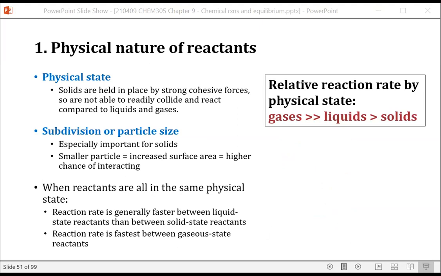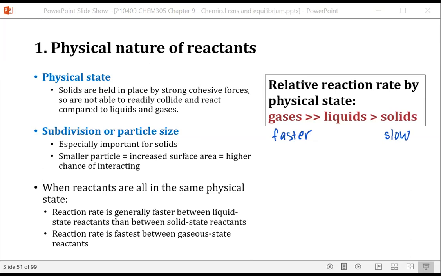So in summary, when reactants are all in the same physical state, the reaction rate is generally faster between liquid or gas state reactants than between solid state reactants. Solids are going to be the slowest, and gases are going to be faster.